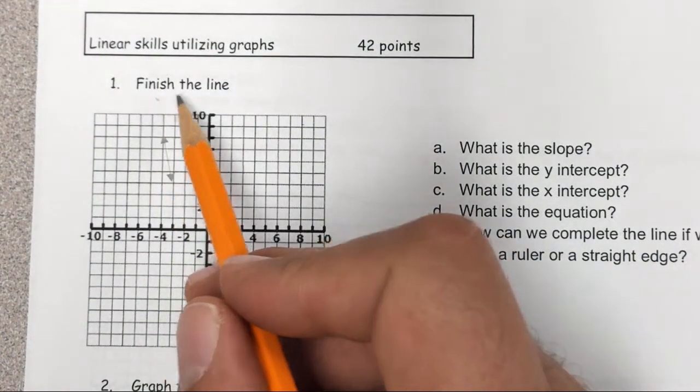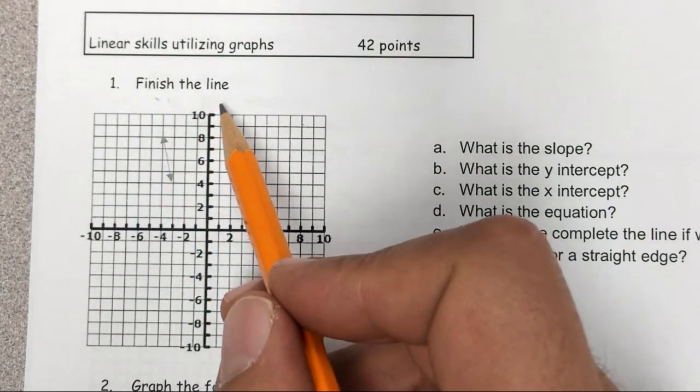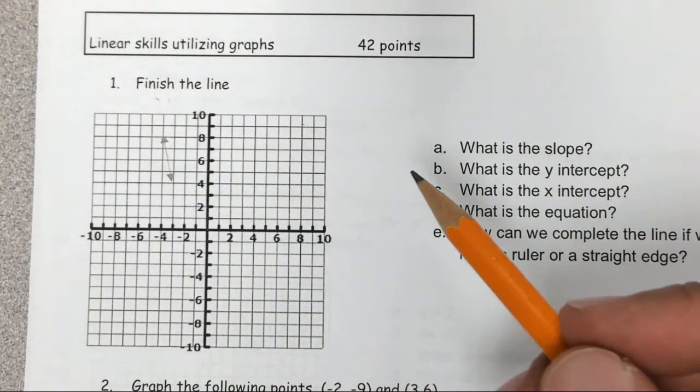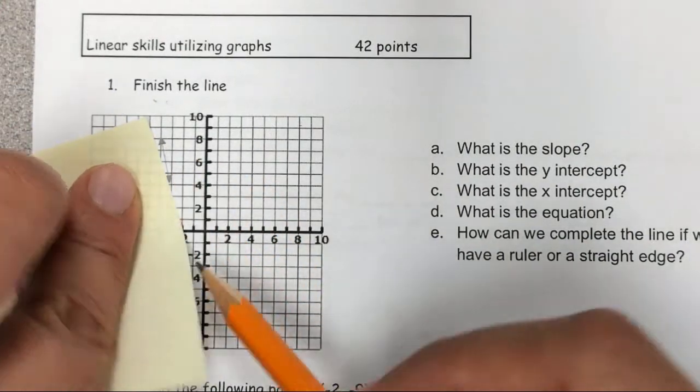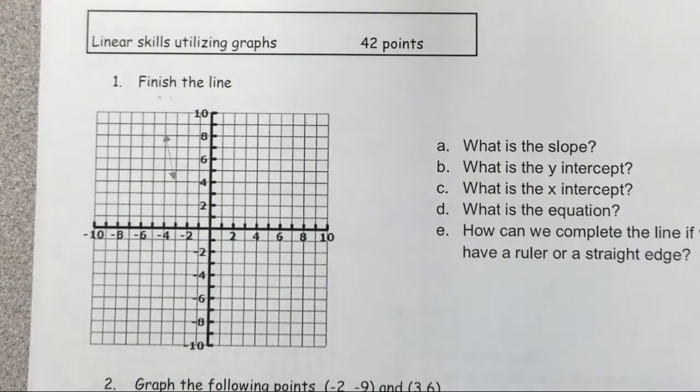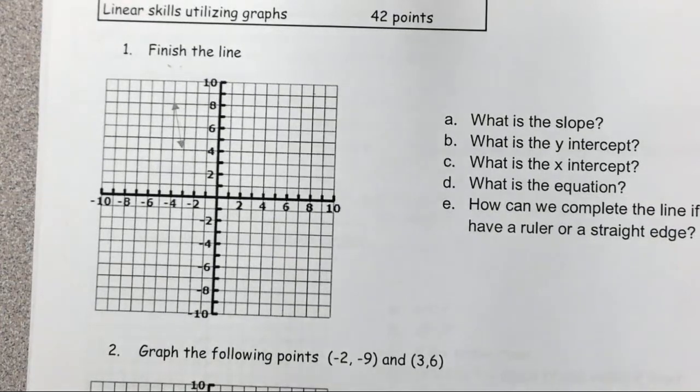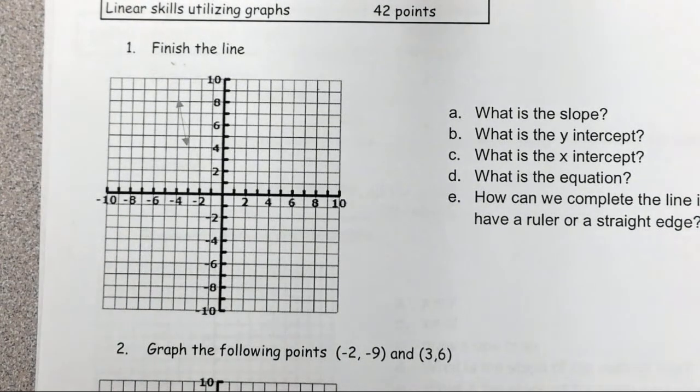The first thing we have to do, if we're given half a line, is finish it. And no, we're not allowed to get a calculator and just connect it together. This is a really bad idea. You're going to get an approximate answer. Instead, we're going to use the slope, because the slope is constant on a straight line.